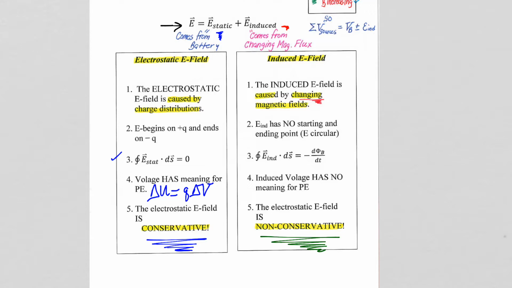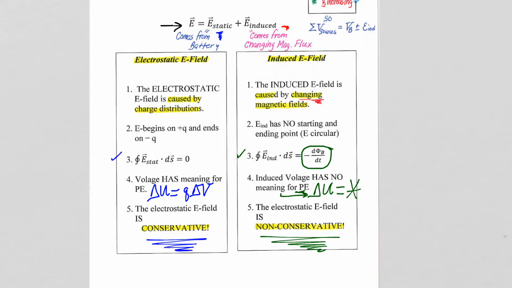For the induced electric field, we cannot say delta U equals anything, so this has no meaning. The induced voltage gives no meaning to the potential energy because the induced electric field is not conservative. The integral around the closed path does not equal 0. It equals negative d flux dt. So our relationship between voltage and the induced electric field is given by this equation, but it is not conservative. Delta U and potential energy have no meaning.